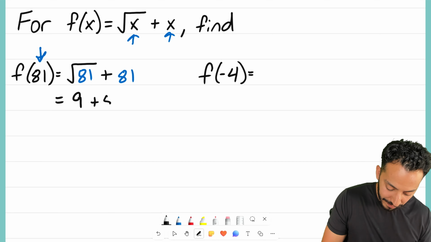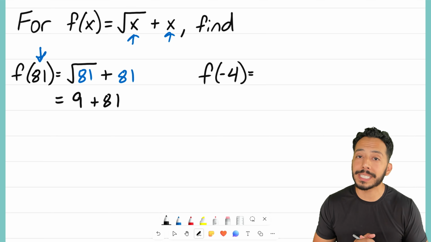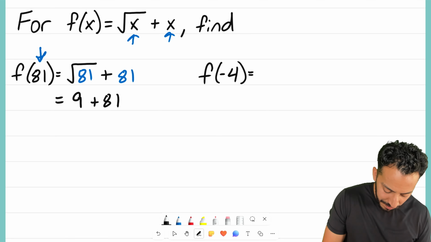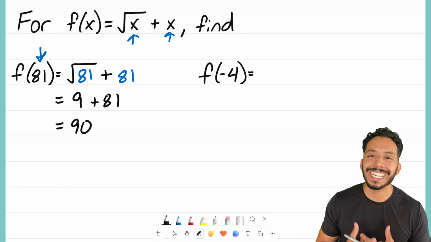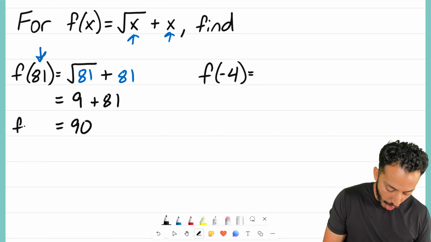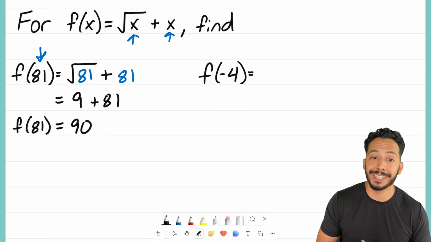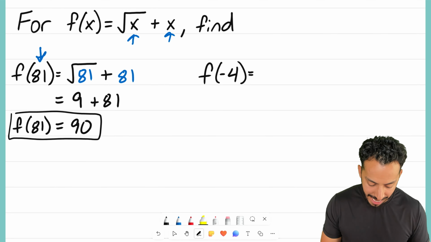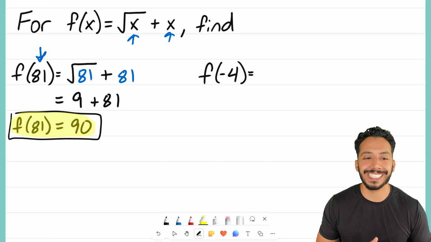Now don't forget, we also have that plus 81 on the outside. Our final step here is, what's 9 plus 81? It ends up equaling 90. So when our input is 81 and we put it into our function, the output ends up equaling 90.